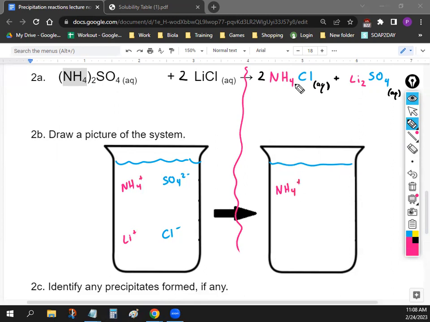On the right side, this chemical is aqueous, so it breaks down into NH4 plus and Cl minus. This chemical breaks down into Li plus and SO4 2 minus. And if you notice, everything is aq. So the answer for C is that there are no precipitates. Okay, so if you want to write NP just for short, you can do that as well.